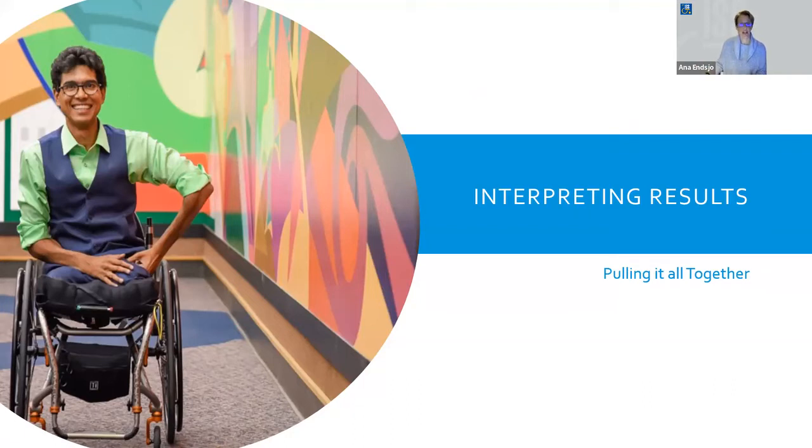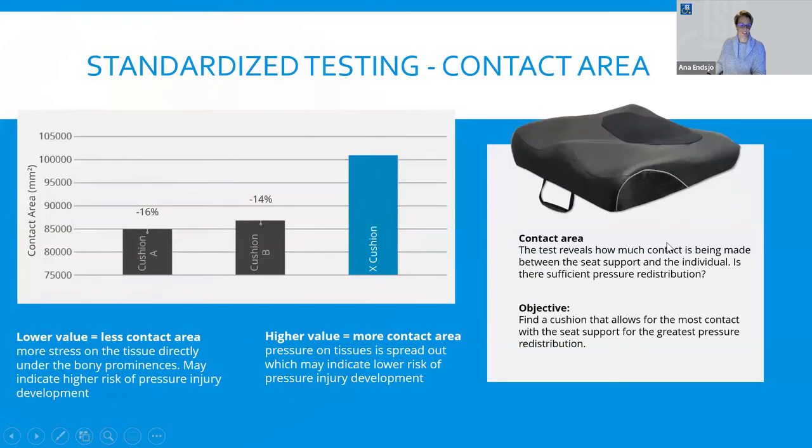And what I'm going to do now is look at some results and explain what this might tell me as a therapist to assist in my decision-making process. Let's see if I can move this forward. Okay, so this first test that I'm going to look at is contact area.